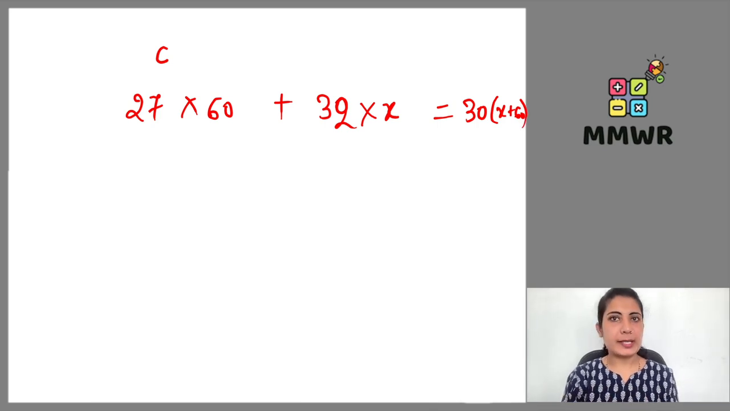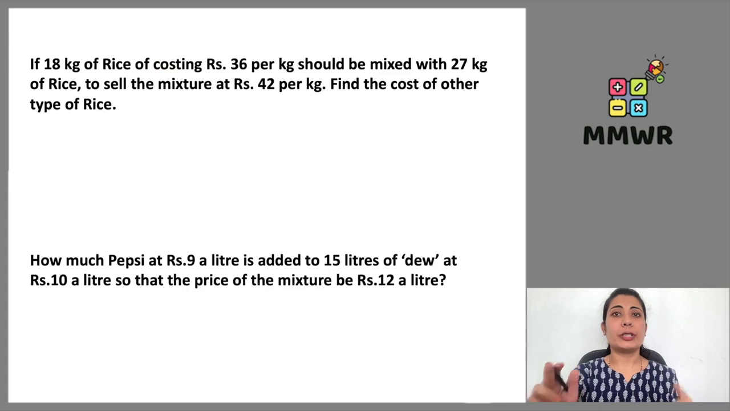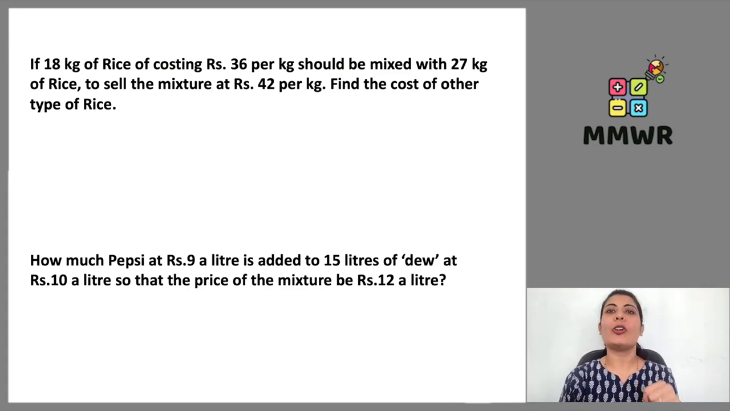So we have to simplify this equation and get our answer, cheaper and expensive, and this is the mixture of both. Okay, now for this problem you have to simplify this on your own and give your answer in the comment box.